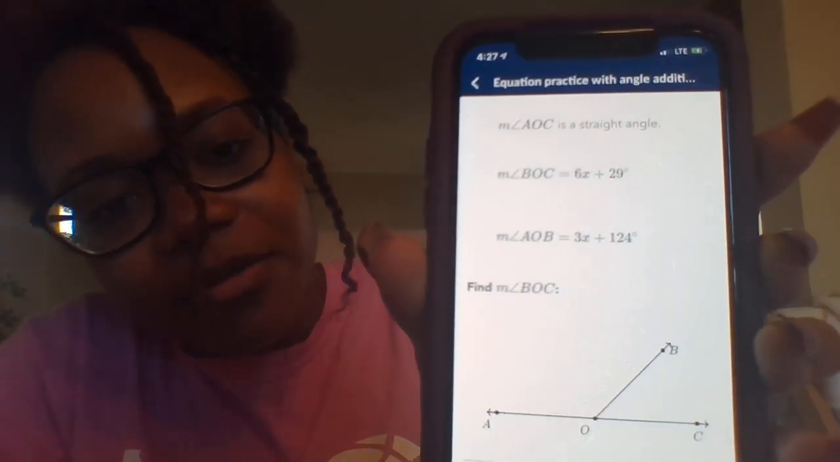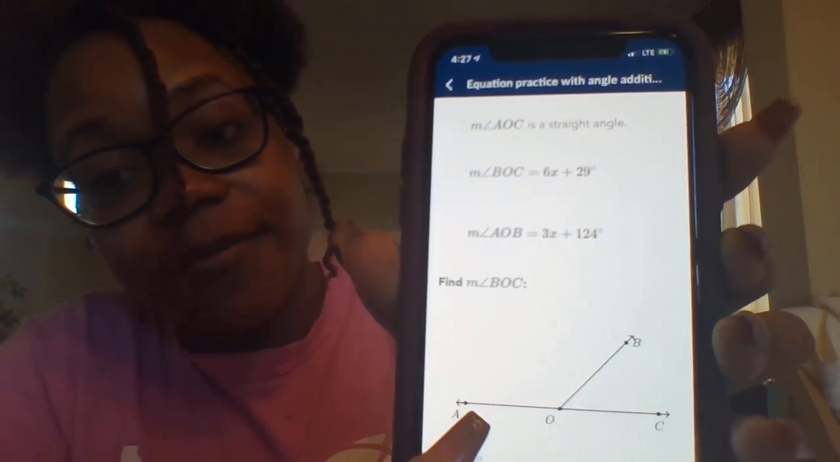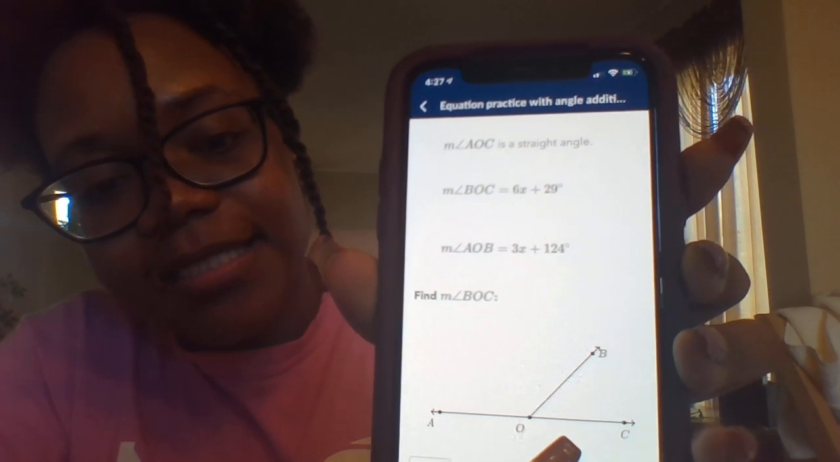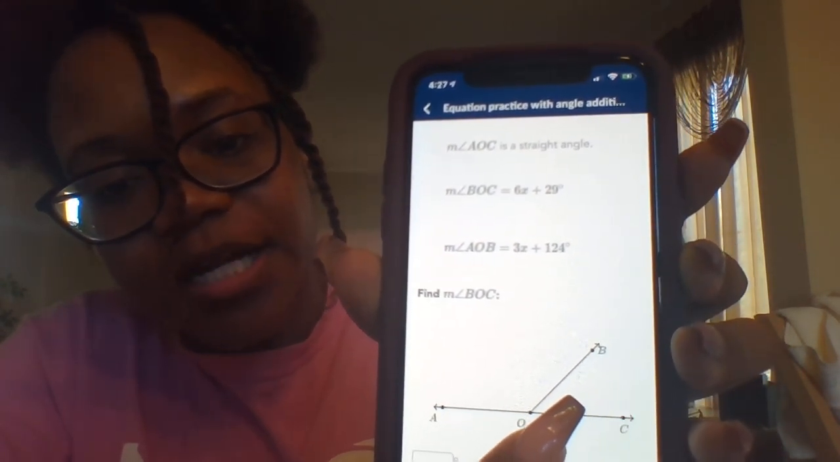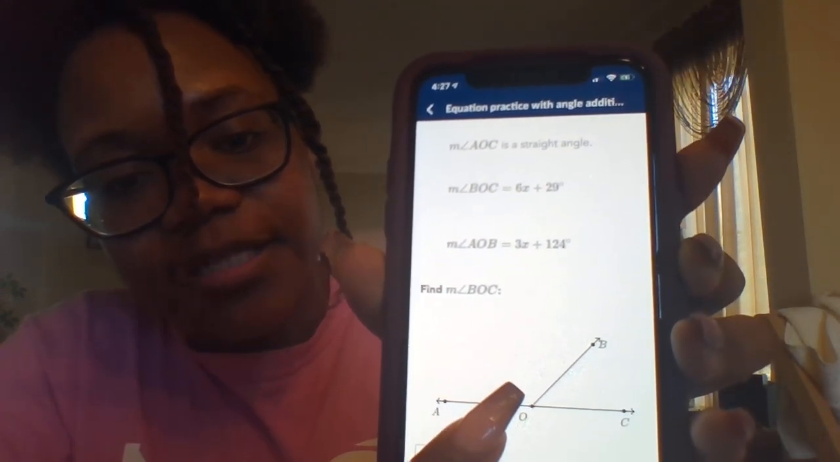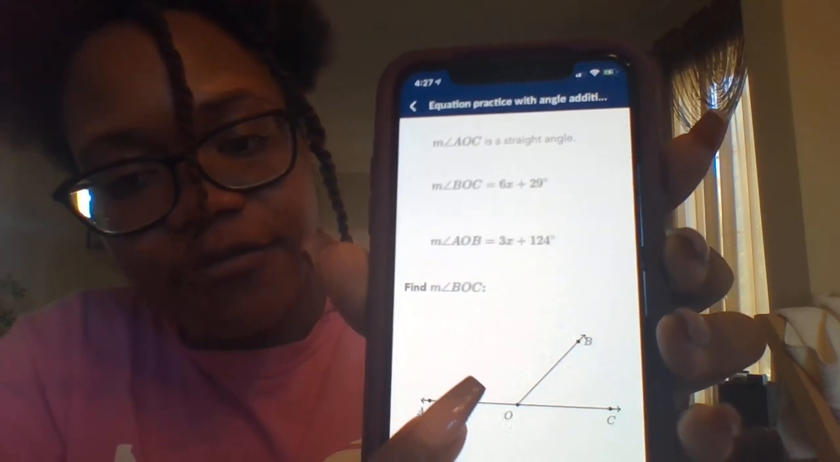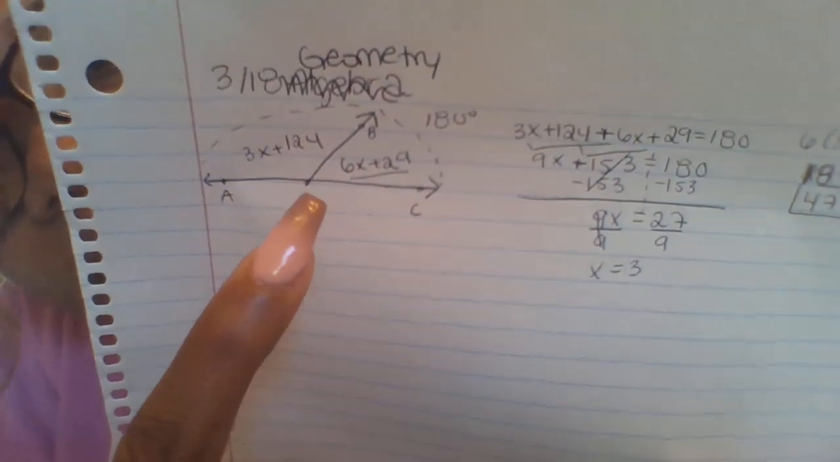So for this particular problem, they tell us this whole thing is a straight angle. So that means they're telling us that it's equal to 180. And then they tell us that angle BOC is 6x plus 29, and angle AOB is 3x plus 124. So I'm going to set up an equation on my paper and solve that for you guys, and I'll resketch the drawing. Okay, so for that first problem I showed you, I just resketched it here, and I included the angle.